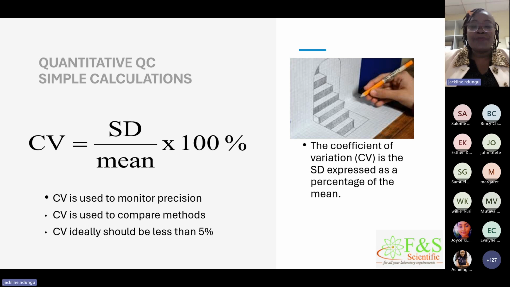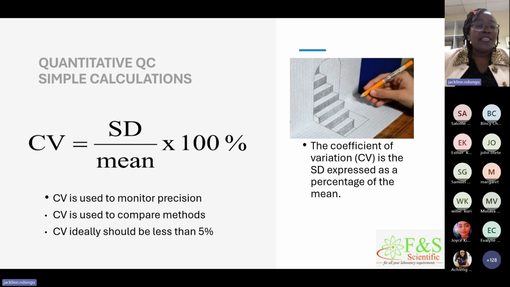So again, CV is what we say coefficient of variation. We'll use coefficient of variation or standard deviation to express our percentage. And we will also check if we are precise. If we talk in terms of standard deviation, how are you deviating? How are you deviating from your mean?